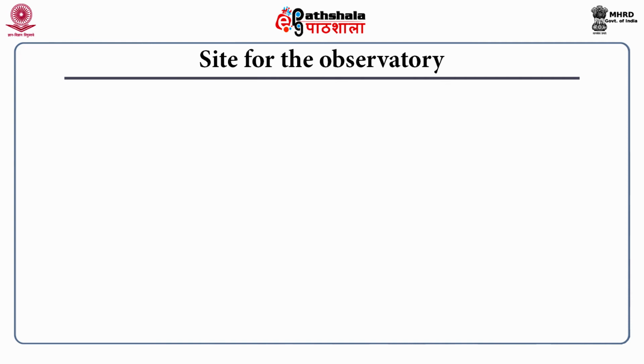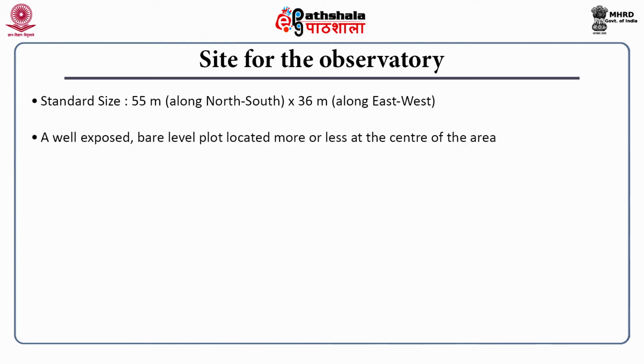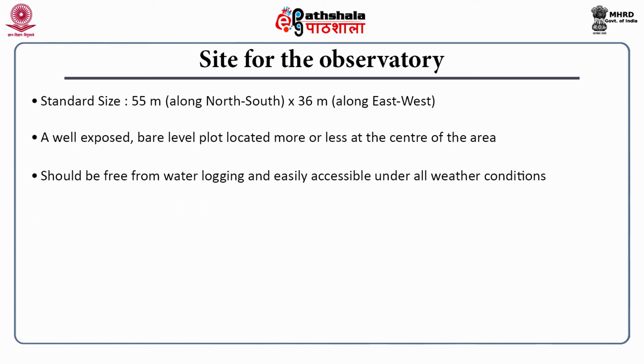Now, what should be the ideal site for the observatory? The IMD, which is the nodal agency of weather observations and weather services in this country, has prescribed the standard size, which is 55 meter along north-south direction and 36 meter along the east-west direction. It should be a well exposed bare plot, level plot and located more or less at the center of the area. It should be free from waterlogging and should be easily accessible under all weather conditions.